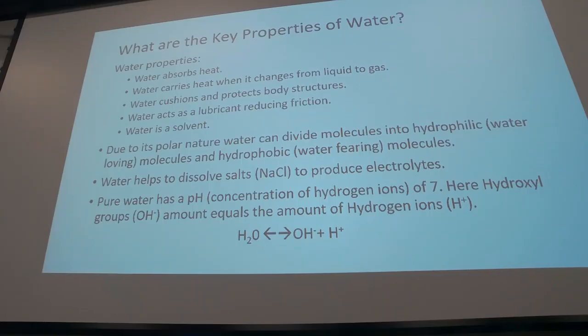So anytime that we ingest a salt, that salt will be broken down into individual components because we have water. And because water is polar, it has a positive and negative charge, it will be able to help us to separate molecules into two categories. The molecules that can interact with water, which are called hydrophilic, and the ones that do not like to interact with water, which will be hydrophobic.